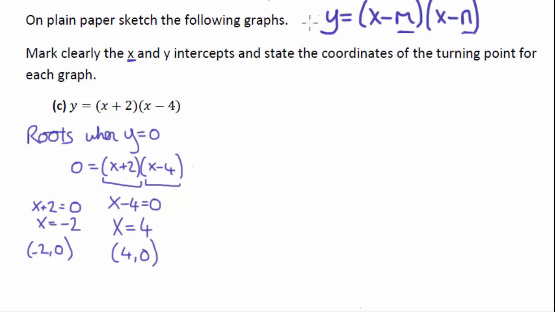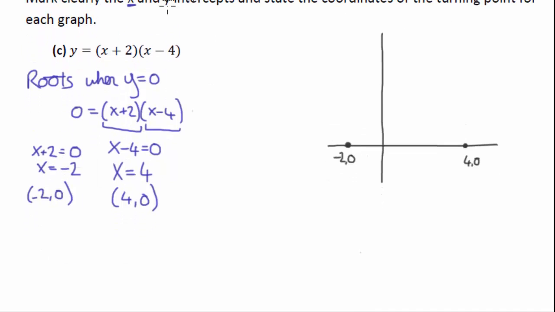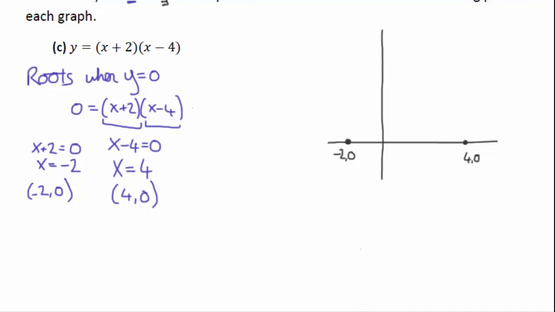So we can then, hopefully this works out, if I start sketching this out, we've got one root at, I'll just say that's roughly minus 2, and we've got another root at, say that's 4. Okay, so that's 4, 0, and that's minus 2, 0. So that's us got the x-intercepts.